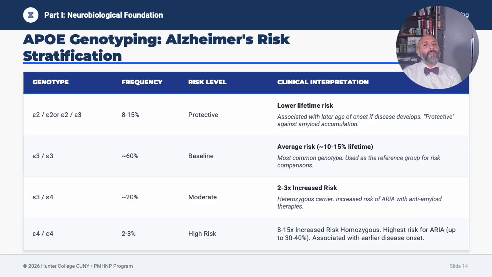So the big picture here is that genes load the gun, but epigenetics such as lifestyle, health, and environmental factors pull the trigger. So APOE testing helps you only understand risk and try to plan monitoring. It can guide treatment decisions. It does not diagnose Alzheimer's, and it does not predict the future. This is about informed decision-making, not fear-mongering and coercion.